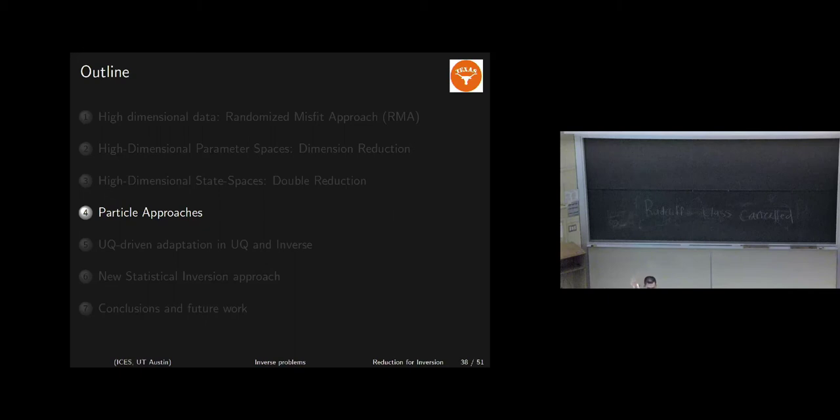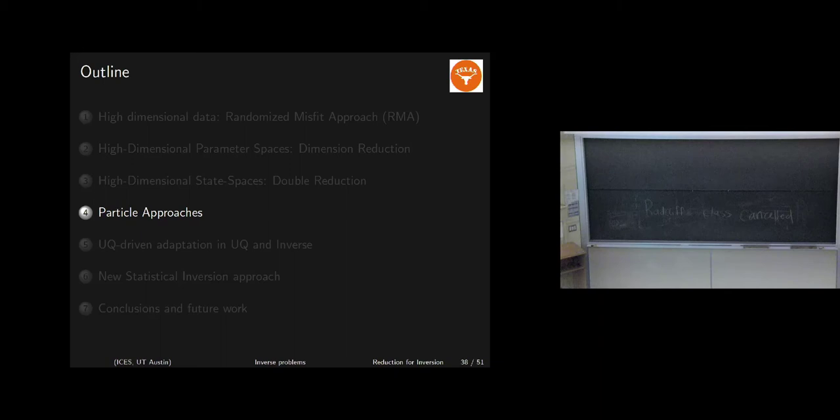Okay, so another approach that I'm going to talk about now is the particle approach. Like I mentioned to you before, we did a lot of research on accelerating MCMC techniques, where if you do random walk Metropolis-Hastings, we also do it with Hessian and gradients, and also third-order derivatives, where we actually can go around the curvatures, right?